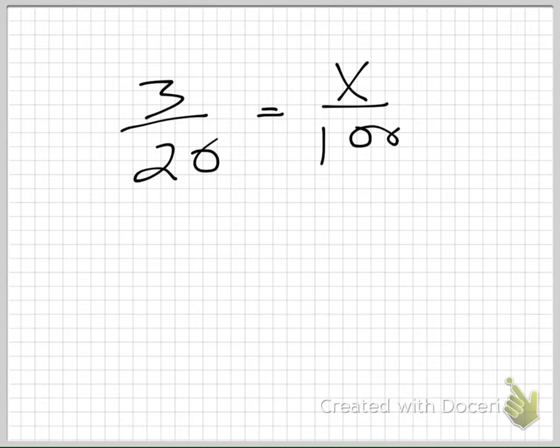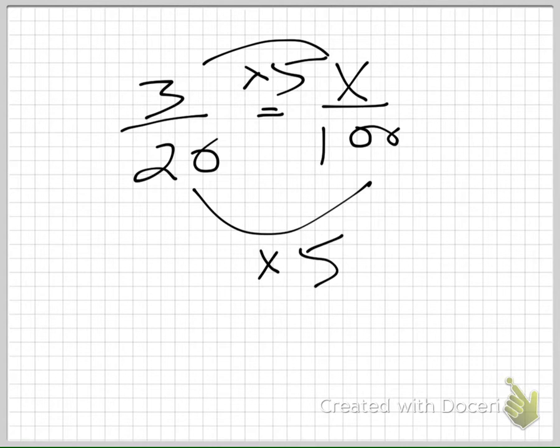Something else too, is that what you're talking about here? If it was 3 over 20 equals x over 100, another way to look at this, well, times 5, times 5. You see what I'm talking about? That's what he's saying. You could figure out it was 15% just by looking at it. It will just depend on the question.